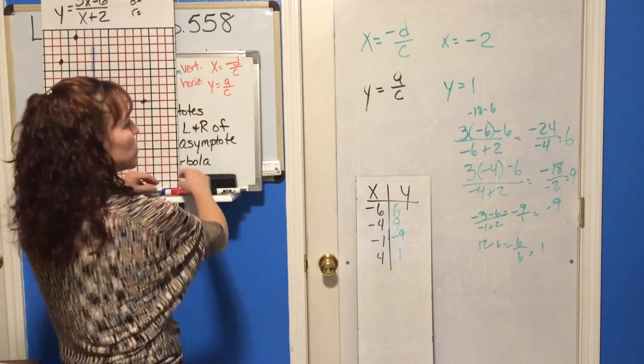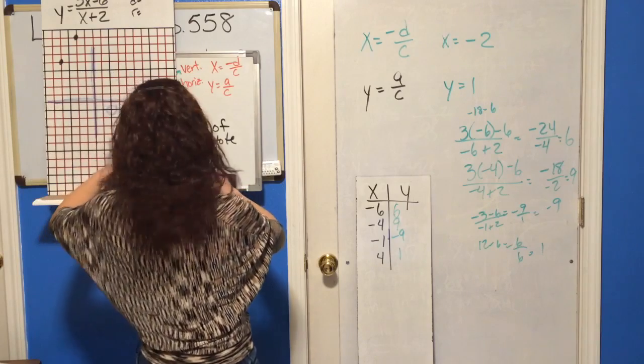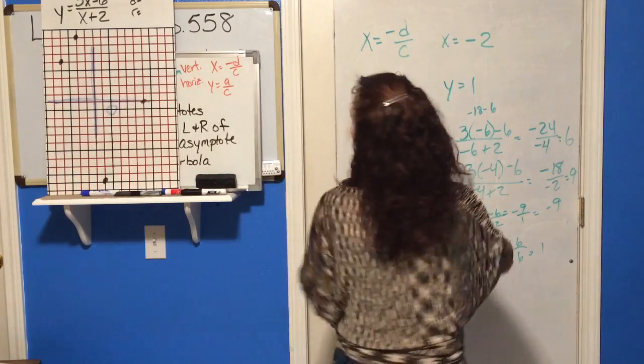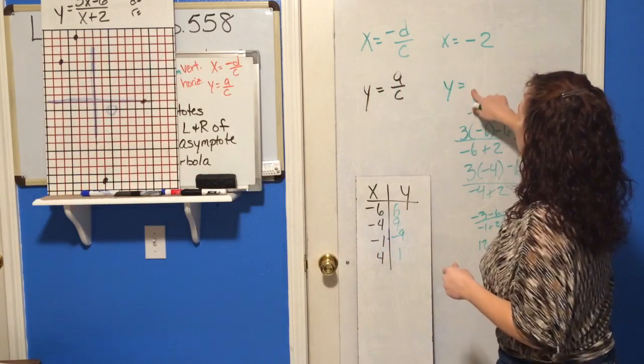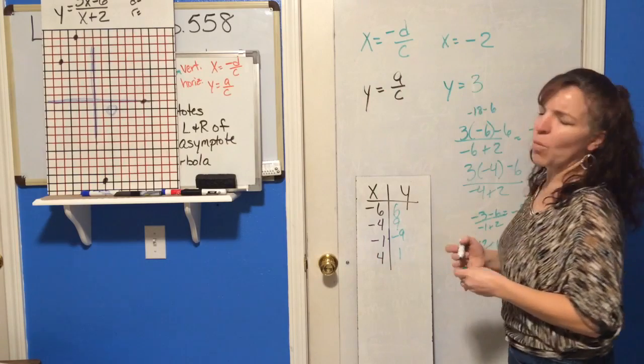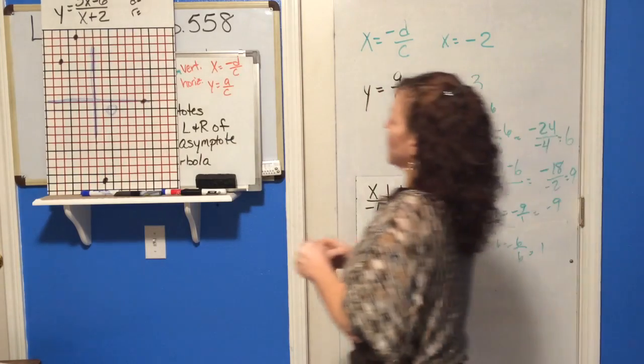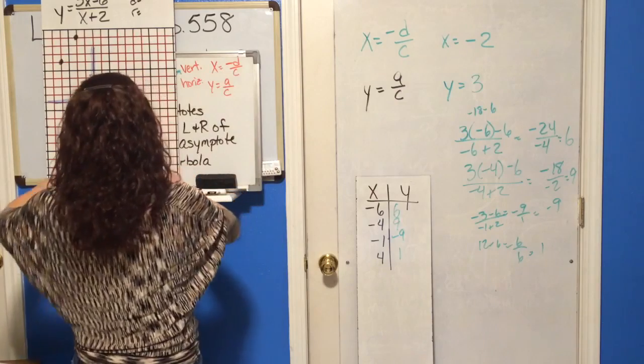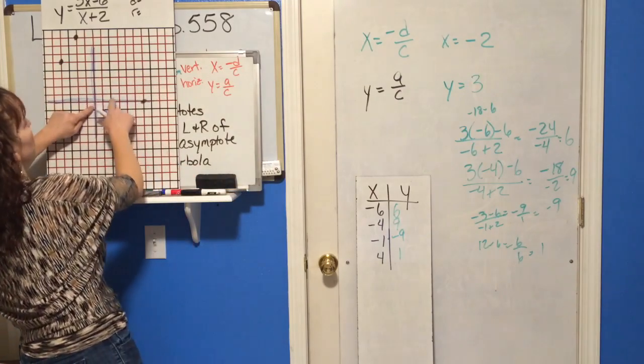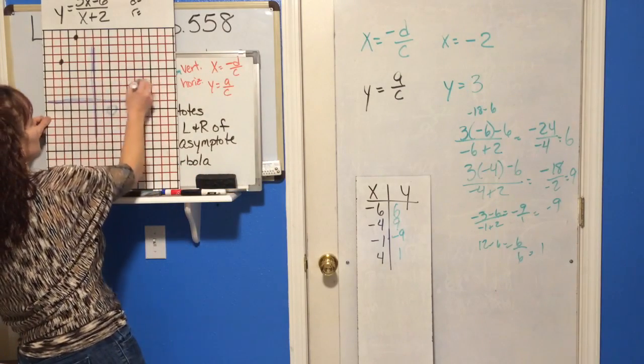Look, why did I get y equals 1? Look here. This is 3 over 1, so this should be 3, not 1. 3 over 1 is 3. So that's why. So this asymptote is at 1, 2, 3. So this asymptote is here.